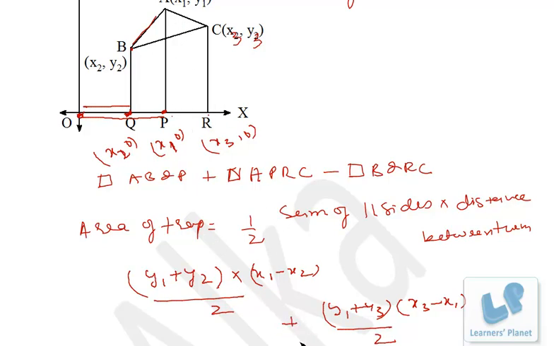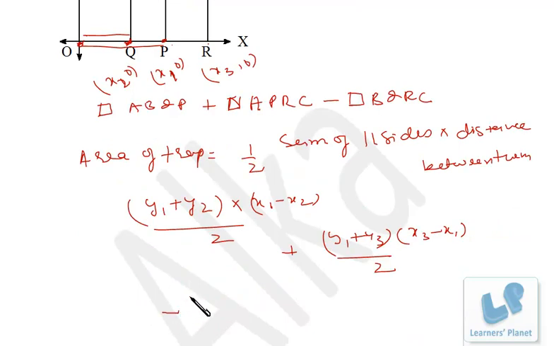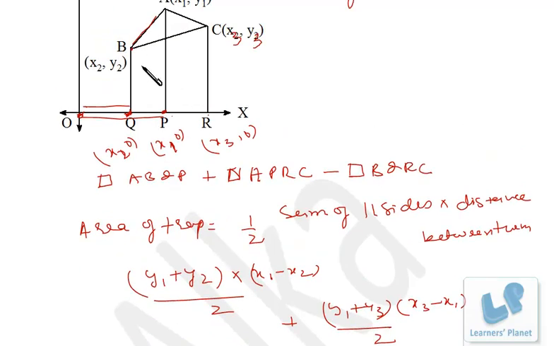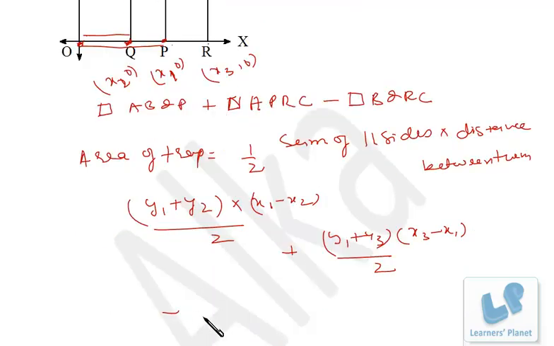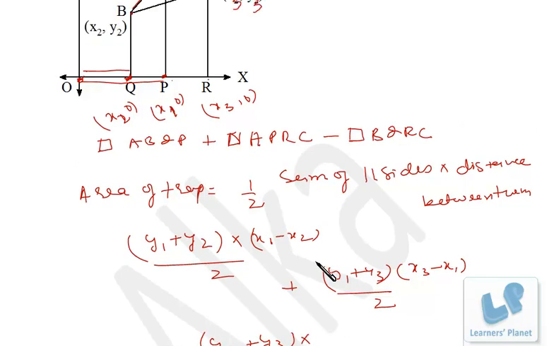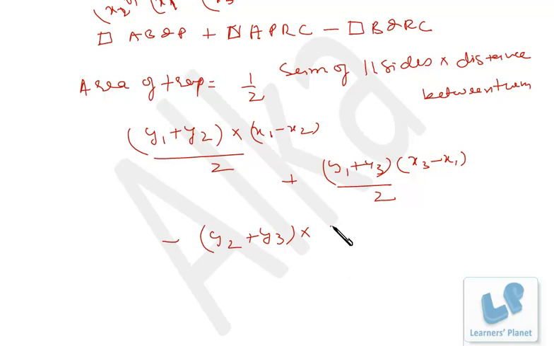This plus this minus area of trapezium BQRC. Now what will be the area of trapezium BQRC? Sum of parallel sides, that means BQ plus RC. Now BQ is y2 and RC is y3. So that is y2 plus y3. Now distance between them is, this complete distance is x3 and this complete distance is x2. So that is x3 minus x2, by 2. Now this is the area of the triangle.